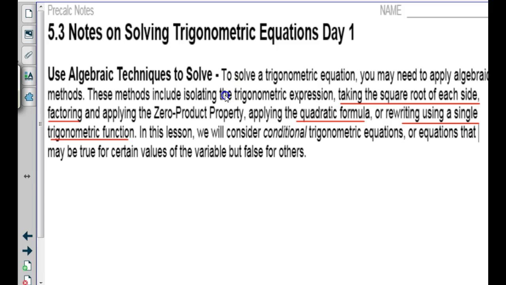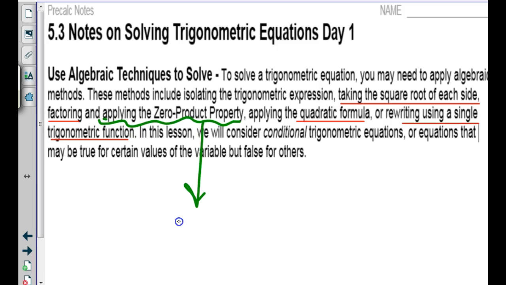All right, so at the top of your notes today, it says to solve a trig equation, you may need to apply algebraic methods. They can include taking the square root of both sides, factoring, applying the zero product property. Guys, that's what says if you want to factor something, it's got to equal 0, right?